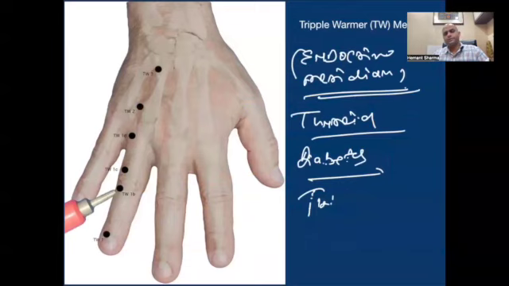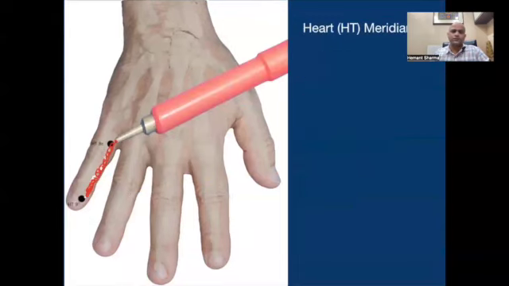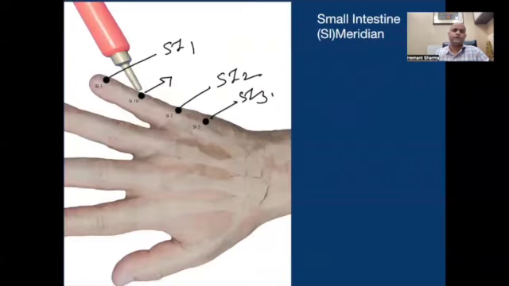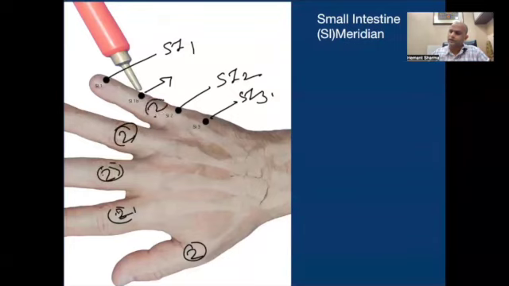Now the outer side point is the triple burner, it is the same as we discuss in the TCM. Then in the small finger, the same two meridians exactly as per the TCM, the heart meridian inside and the small intestine meridian outside. So in that way, in the palm, we have seen two meridians in the thumb, two meridians in the index finger, two meridians in the middle finger, two meridians in the ring finger, and two meridians in the small finger. So in total we have seen 8 meridians.